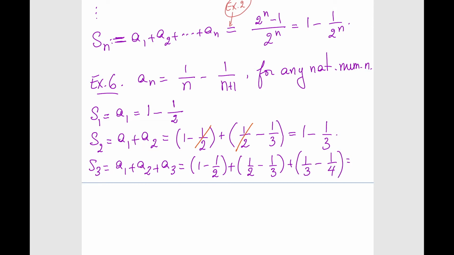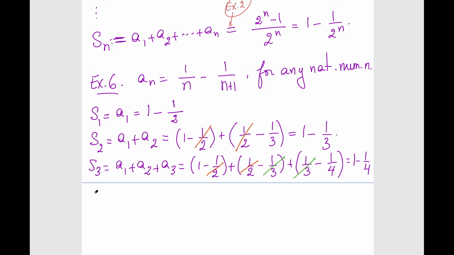And how much is this? That half and this half are going to cancel each other. That minus 1/3 and this plus 1/3 are going to cancel each other. How about we keep them the same color? How about green for this? These are going to cancel each other. And then who's going to survive? It's just 1 minus 1/4. I hope you start seeing the result. So S1 is 1 minus half, S2 is 1 minus 1/3, S3 is 1 minus 1/4.